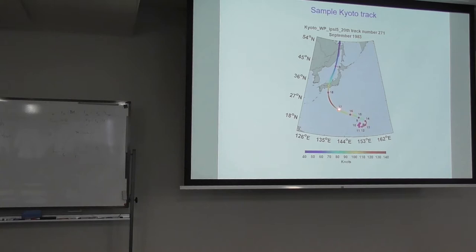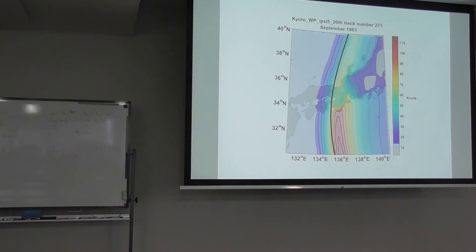And this one reached its peak intensity down here to the south and then came ashore here as a fairly high category event. This is showing the surface winds swath. This is the peak wind speed experienced at every point during this event, which came up along this black line. The strongest winds in this case are to the right of the track, and you can see the strong influence of land slowing down the surface winds.